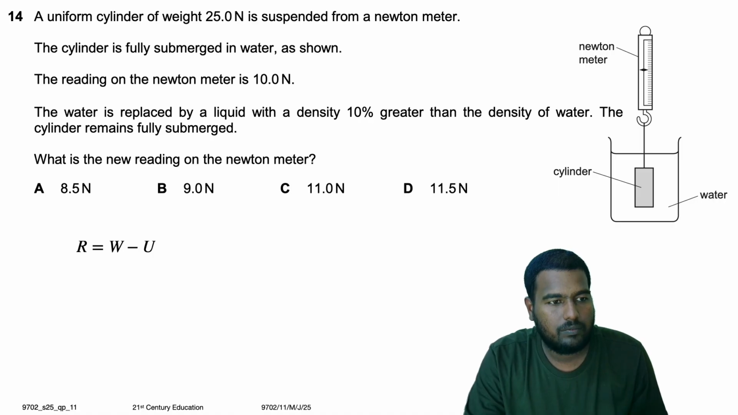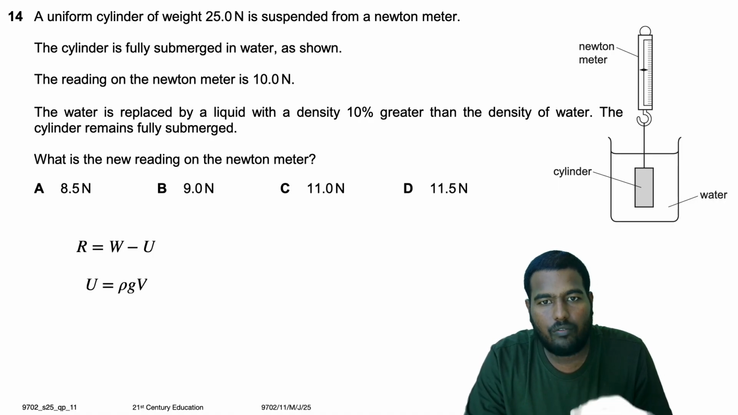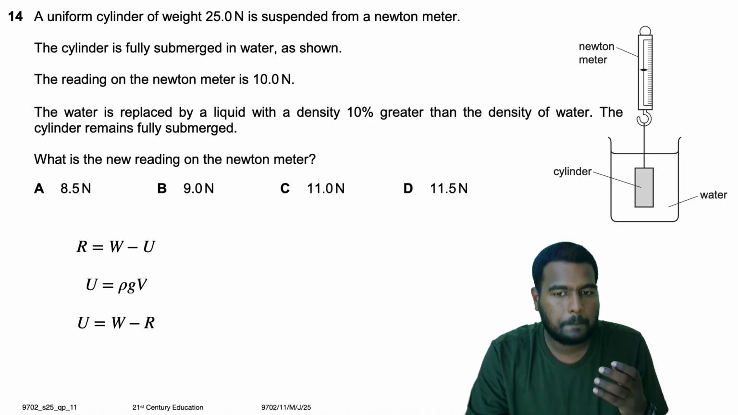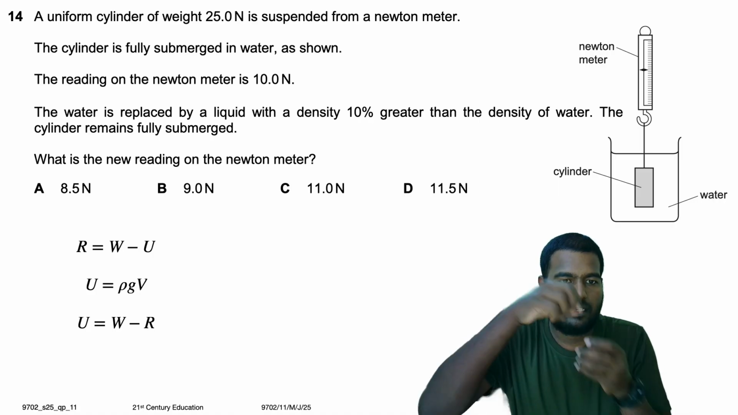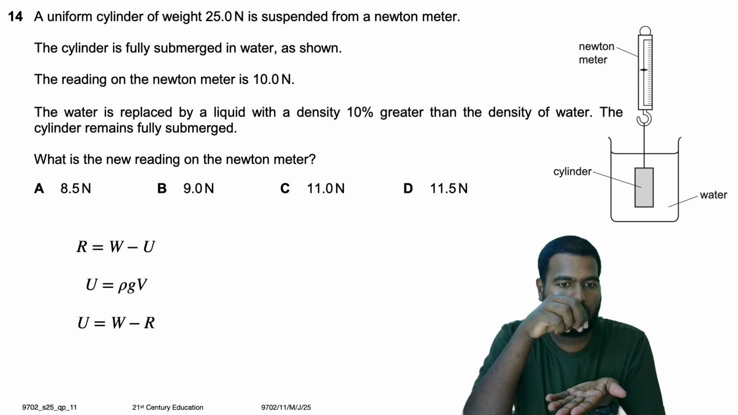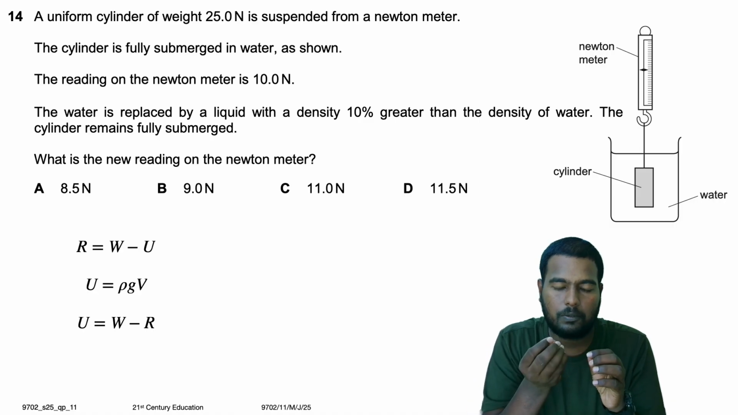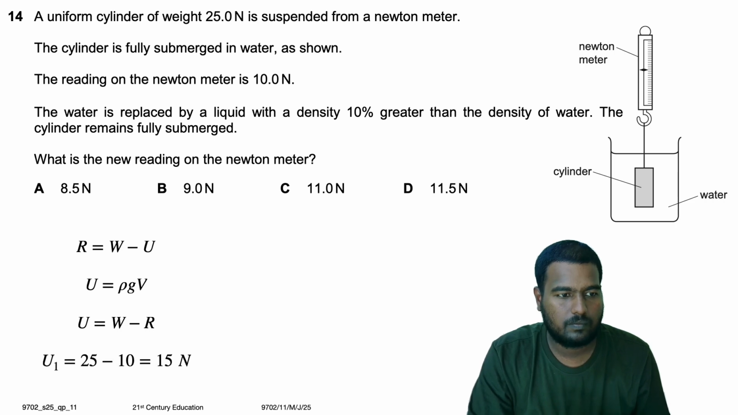We know the upthrust in the water is rho GV. Now we have to find what is the upthrust in the water in the first case. So simply weight minus the reading. I hope I'm explaining this correctly. Now if you hang it directly, it shows 25 Newton. Now if we dip it into the liquid, then it shows 10 Newton. So how much upthrust is provided? 25 minus 10, 15 Newton.